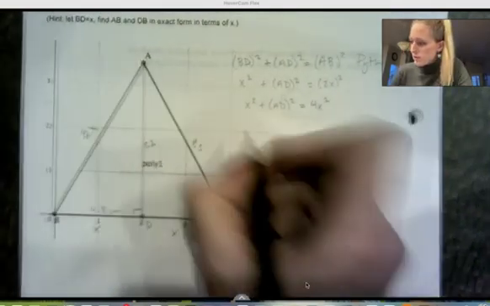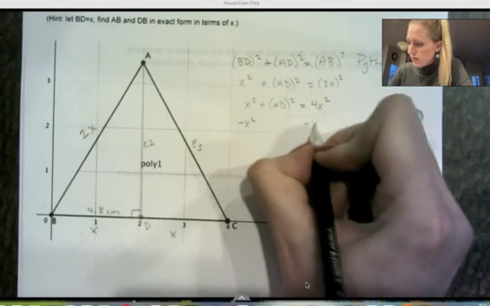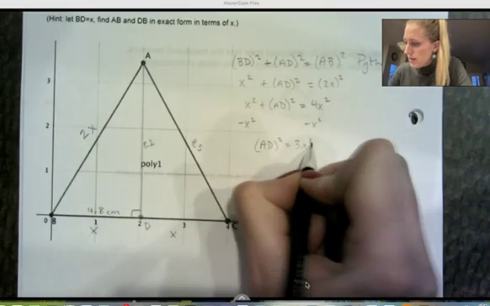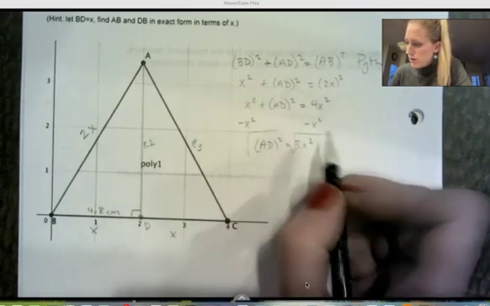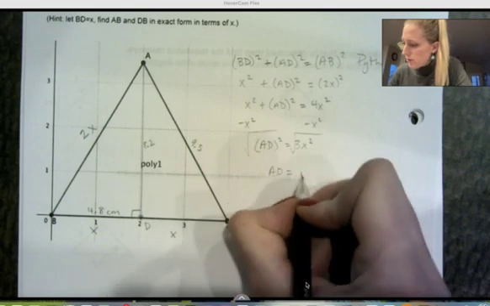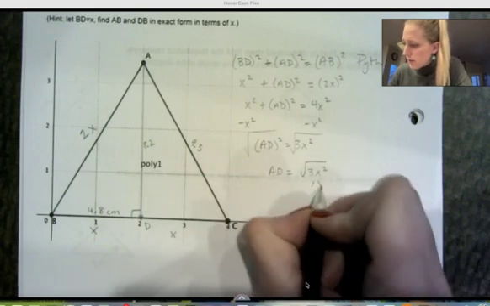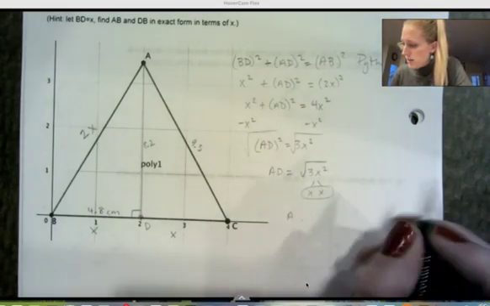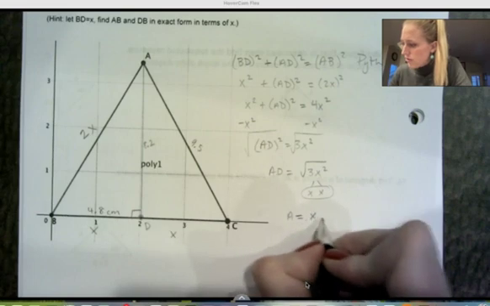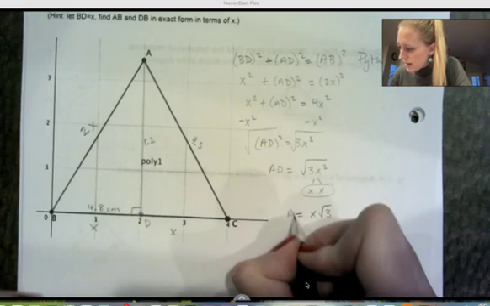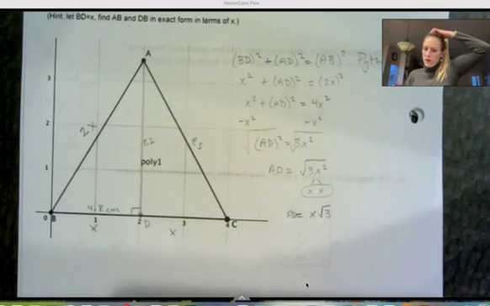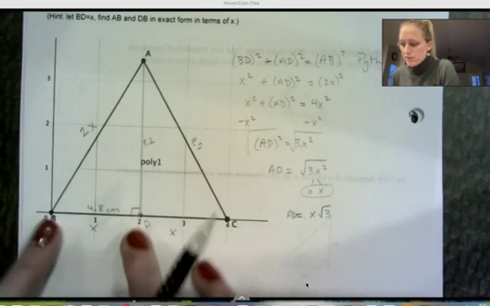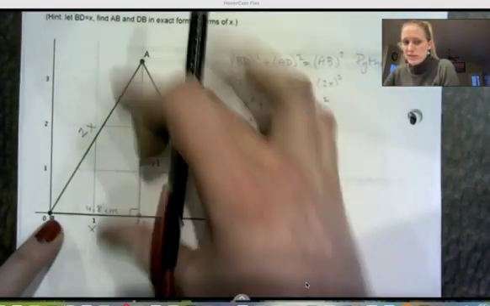I'm going to get my x squareds together, so I'm going to subtract x squared from both sides. So AD squared is 3x squared. Take the square root. So I have AD equals the square root of 3x squared. I can pull out the x's. So AD equals x times the square root of 3. So the relationship here is that whatever the short leg is, if I multiply it by the square root of 3, that gives me this.